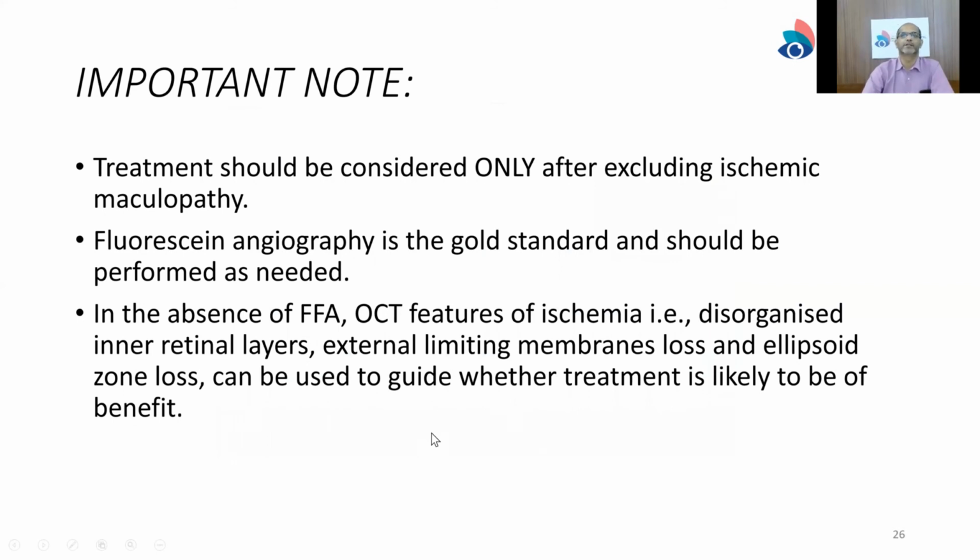So after this video, the important note is that this treatment will not be effective if there is evidence of ischemic maculopathy. So we need to perform fluorescein angiography beforehand to identify whether there is evidence of ischemia at the macula. In the absence of FFA, OCT features of ischemia like disorganized inner retinal layers, external limiting membrane loss, and ellipsoid zone loss can be used as a guide whether treatment is of benefit or not.